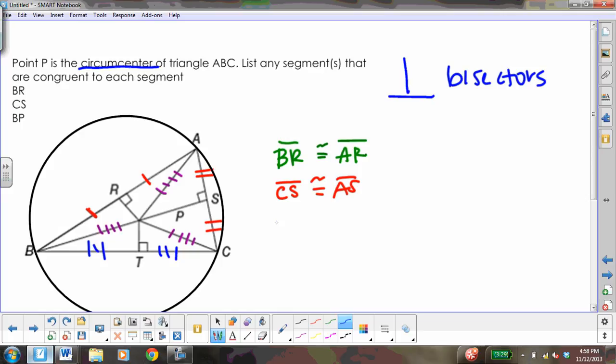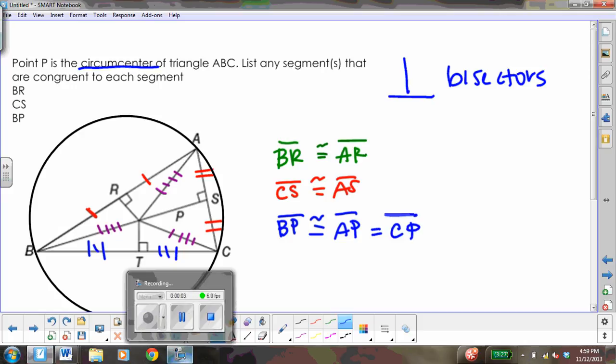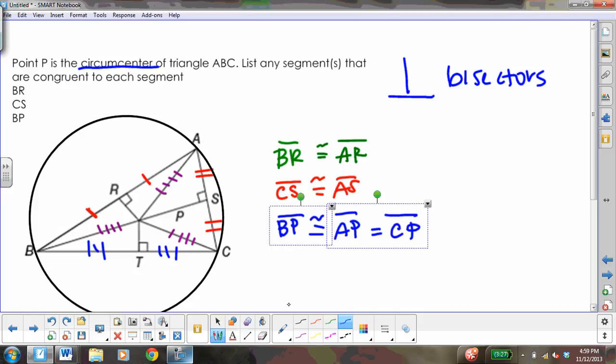And then finally, BP. BP has to be congruent to AP, and it has to be congruent to CP. We've answered all the questions. It often helps to label your triangle with the congruent segments before you try to answer any questions.